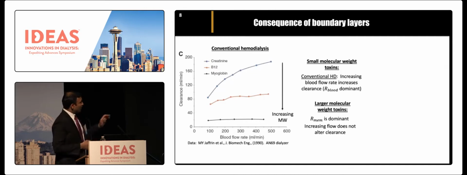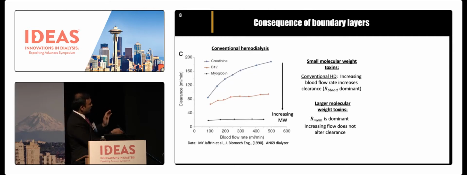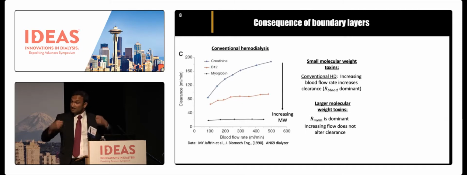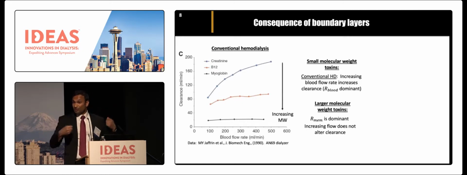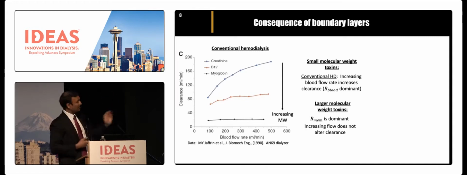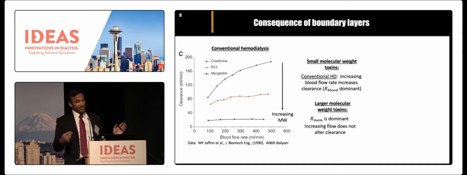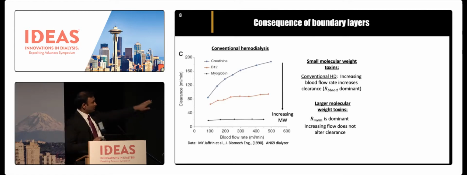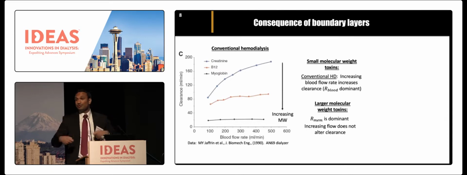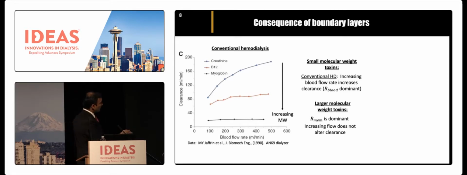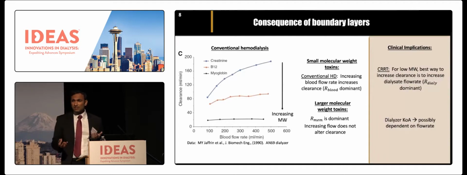Okay? The reason why this is the case is that for the small molecular weight toxins, the resistance of mass transfer through the blood side is dominant. So if you were able to increase the flow rate, you can decrease the resistance and then increase the clearance. Now, what happens if you go to very large molecular weight toxins is that if you increase the blood flow rate, nothing much really happens. The reason is, again, for the large molecular weight compounds, the motion through the membrane is ultimately the rate limiting step, and therefore increasing flow rate doesn't change the clearance for these large molecular weight compounds. Okay?